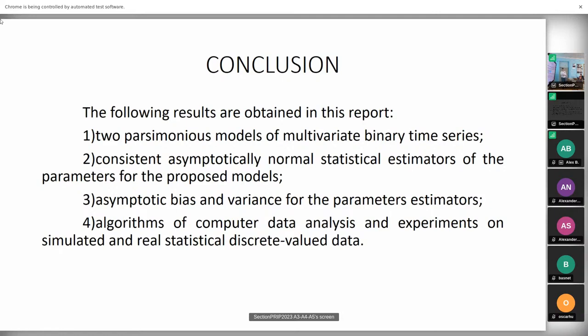Conclusion. We proposed two models of multivariate time series, constructed asymptotically normal statistical estimators of the parameters for the proposed models, asymptotic covariance of the parameter estimation, and an algorithm of computer data analysis, with experiments for simulated and real data. The results can be used to solve applied problems of analysis of discrete time series in economics, genetics, and other areas.